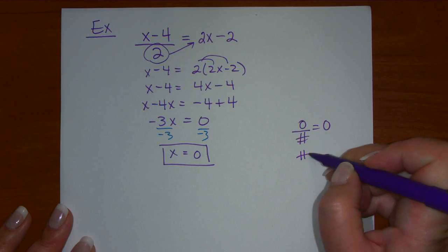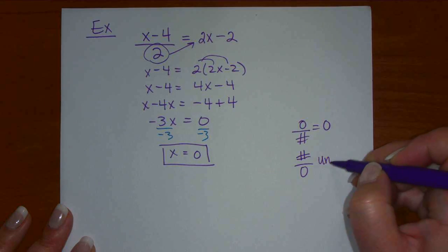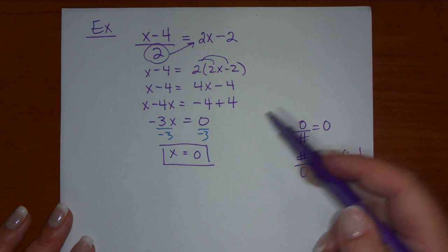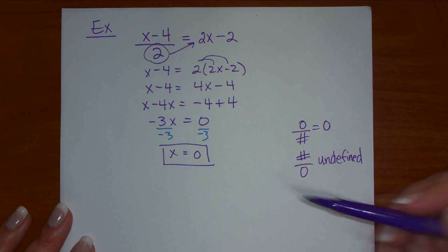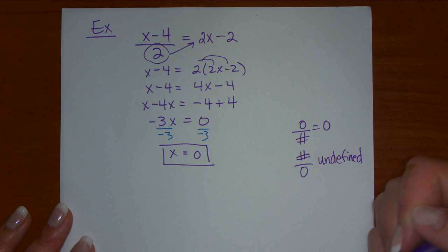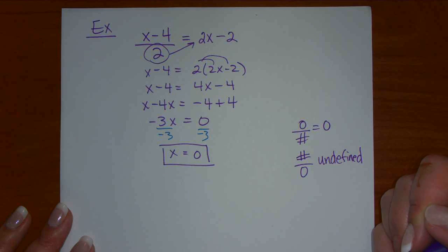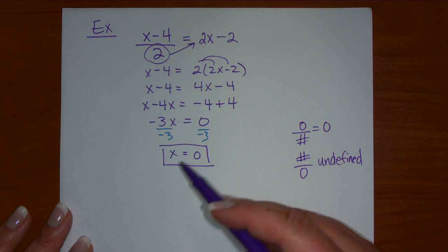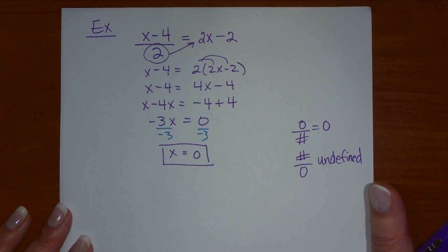A number divided by 0 is undefined. Those are two very different answers. If you get 0 as an answer, don't then write undefined. A lot of you did that, and then I had to take off a mark. Because 0 is not undefined. 0 is a number. It's 0. But you can't divide by 0. That's when you would say something's undefined. But a 0 on top of a fraction is good. That's okay.